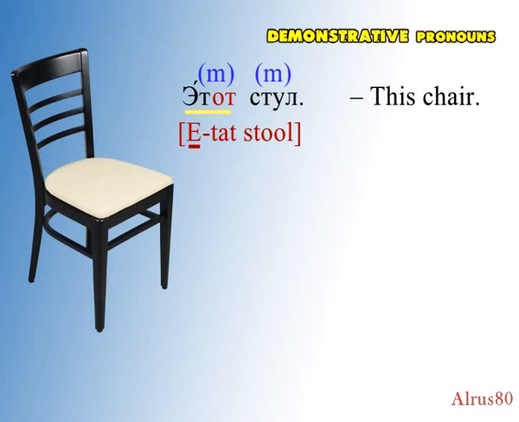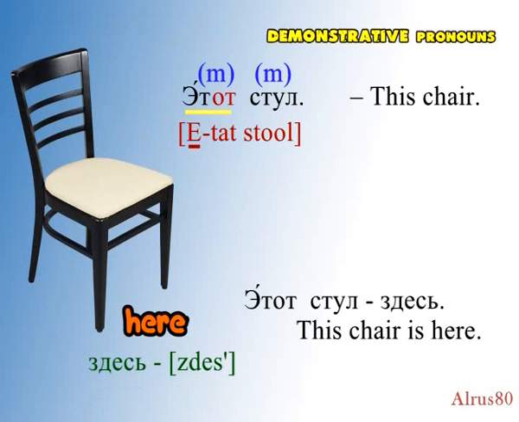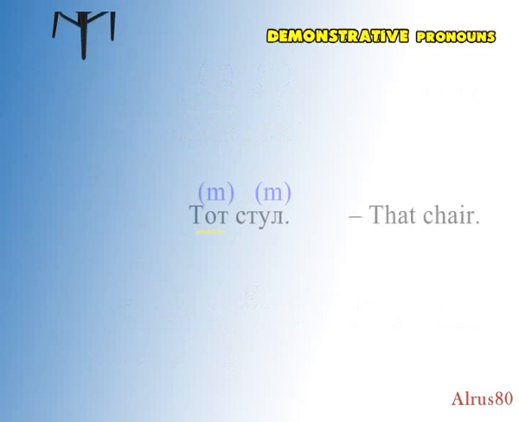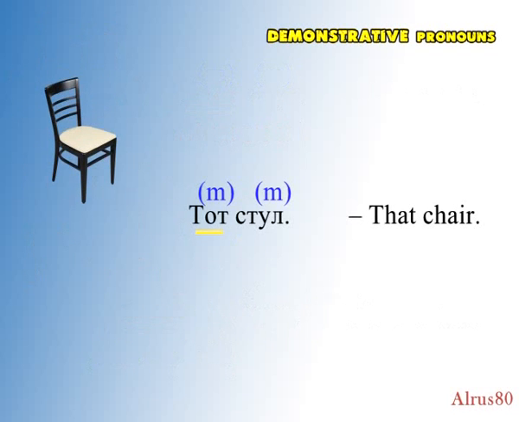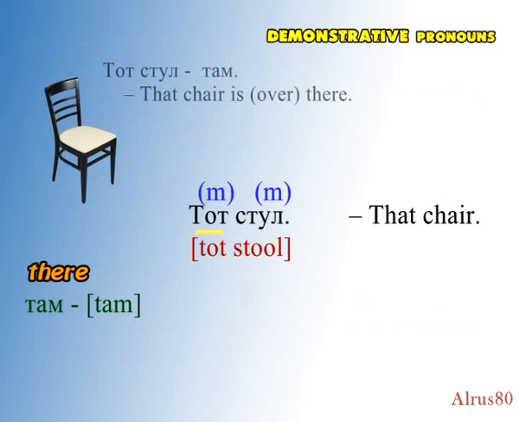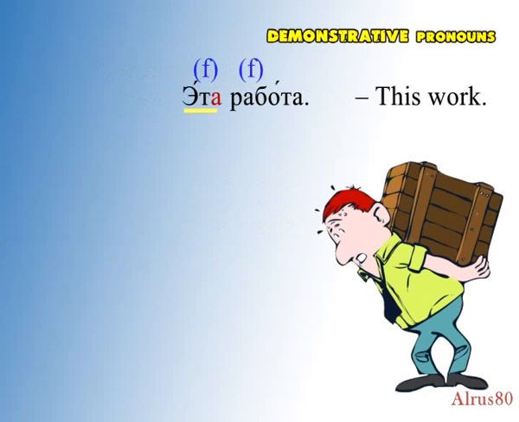Now let's compose some short sentences in Russian from what we've learned. Этот стул. This chair. Здесь. Here. Этот стул здесь. This chair is here. Тот стул. That chair. Тот стул там. That chair is over there. Pay attention that demonstrative pronouns and nouns here agree with the gender. Let's have a look at another example.